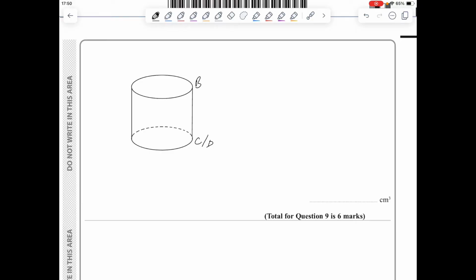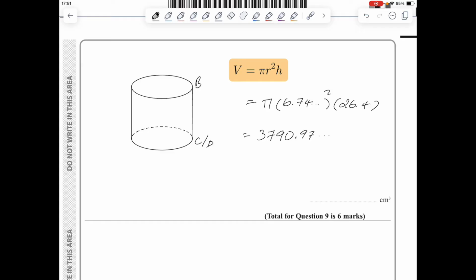So let's write down the formula. Volume equals pi r squared h, so pi times 6.74 and so on squared times 26.4. Put this on the calculator, the answer comes out to be 3,790.97 and so on. We need this to three significant figures, so this is 3,790.